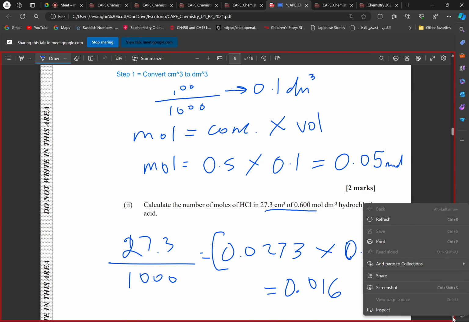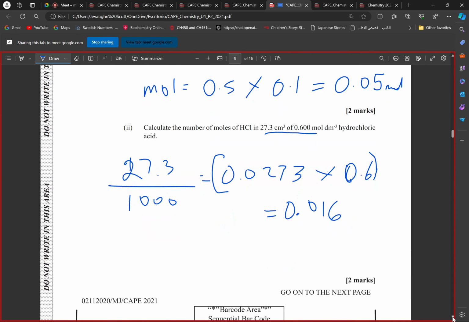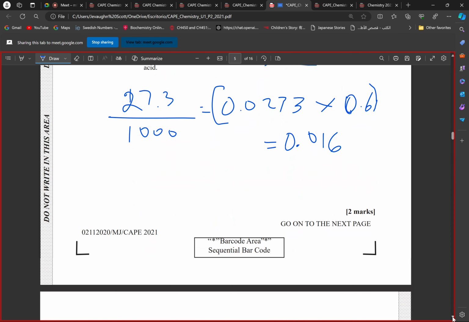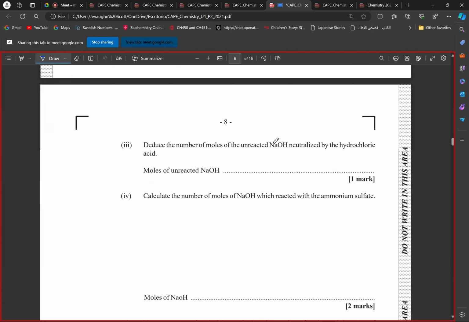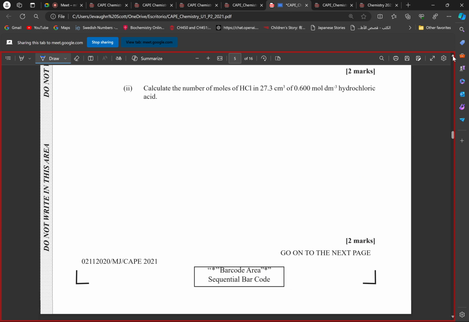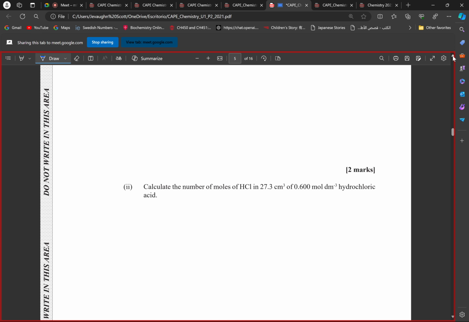Lovely. Yes. All right. Deduce the number of moles of the unreacted sodium hydroxide by the hydrochloric acid. So the number of moles of the unreacted sodium hydroxide, what would that be? How would we do that from what we have here?